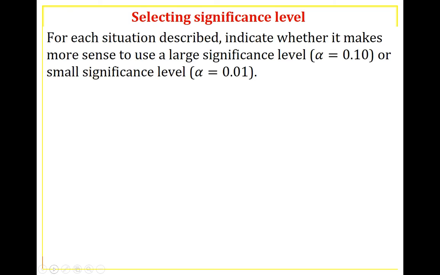So here we talk about actually doing that. It says for each situation, let's describe and indicate whether it makes more sense to use a significance level of 0.1, which means 10% of the things could be wrong, or a smaller one where 1% of them could be wrong. So we're moving out the measurement of error.